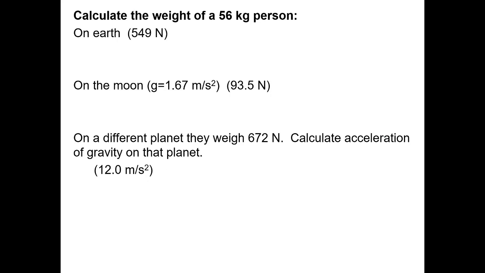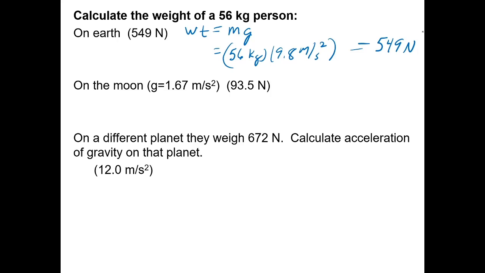So let's do another problem here with weight and acceleration due to gravity, and then we'll move on to some different things. The first one says, what's the weight of a 56 kilogram person? That's just using mg: 56 kilograms times 9.8 meters per second squared. That works out to a handsome 549 newtons.